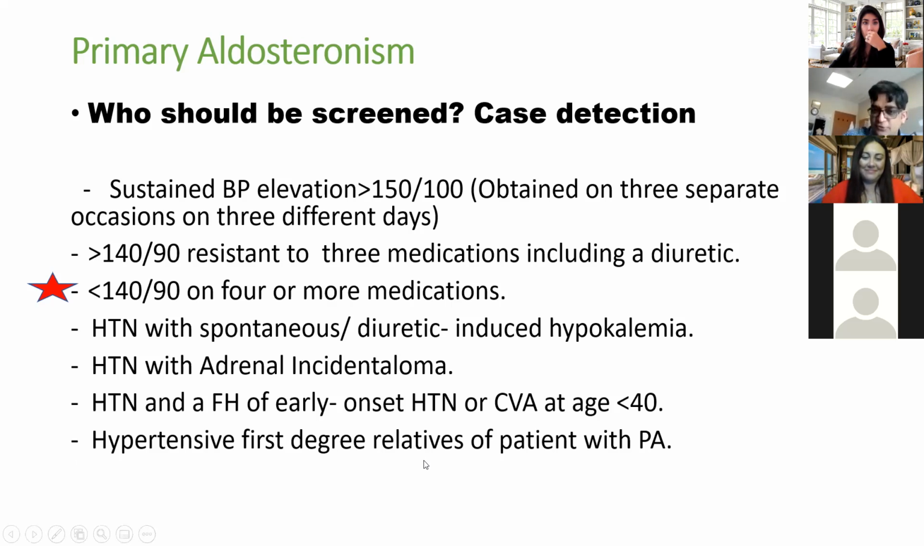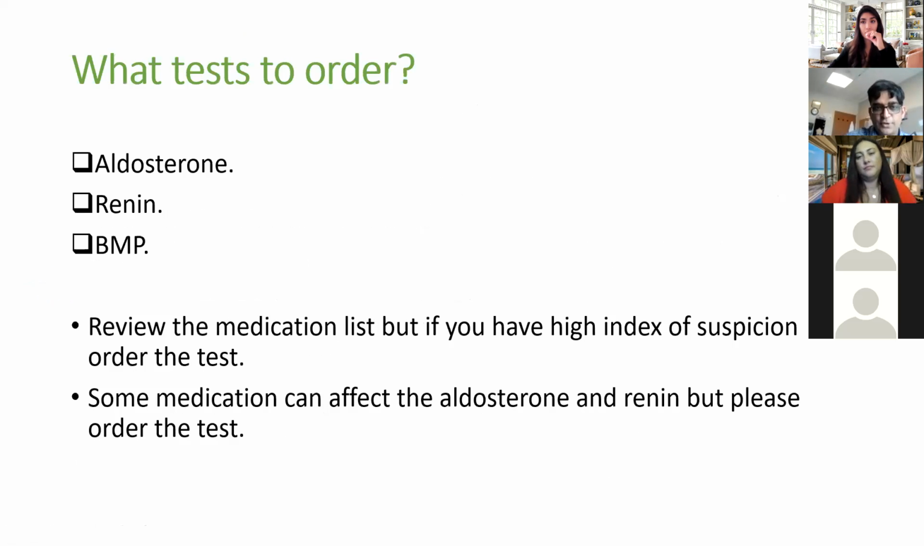Hypertension with family history: if they have a strong family history of strokes at a young age, or hypertension at a young age, less than 40, then that is an indication to check the aldosterone. And again, patients with family members who have primary aldosteronism, so if the father has hypertension from primary aldosteronism, and the family members are developing the same problem, then it's a good idea to check for this condition.